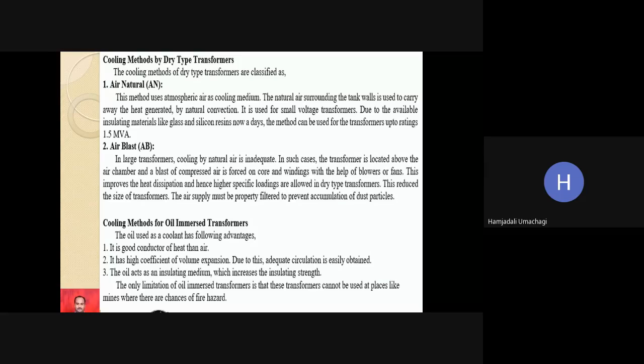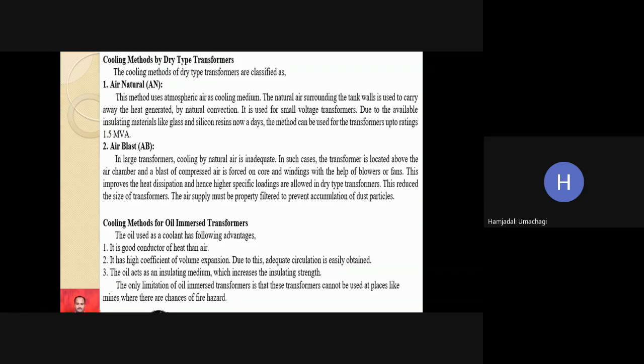So here, natural atmospheric air will carry the heat, and this can be applied for small rating transformers. And if the insulating material is glass and silicon resin, then this type of dry type transformer can be used for ratings up to 1.5 MVA. Is it clear? Now let us see the air blast type. Air blast means here we are going to condition the air. It is not the natural air now, some conditioning will be done here.